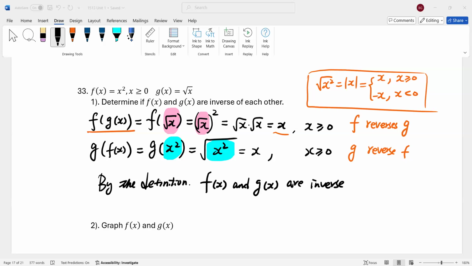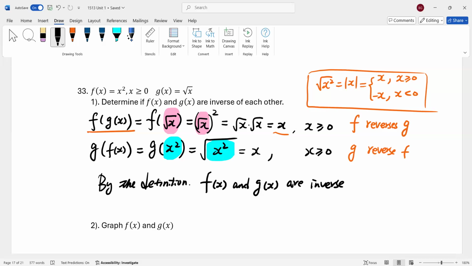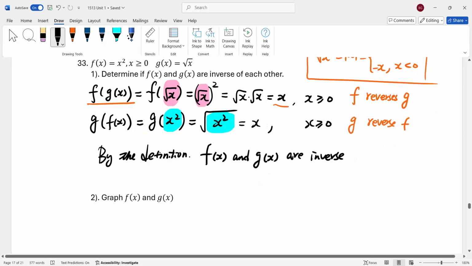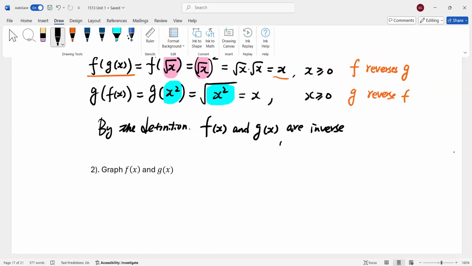Okay, let's continue on the note. So we proved f and g are inverse of each other. And the second part, we're going to graph the two functions. We already know the two functions are inverse of each other. We want to know the relationship between the two graphs.